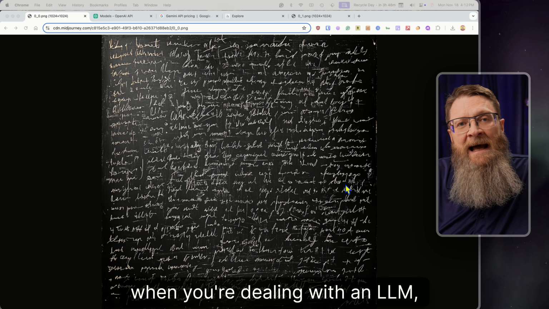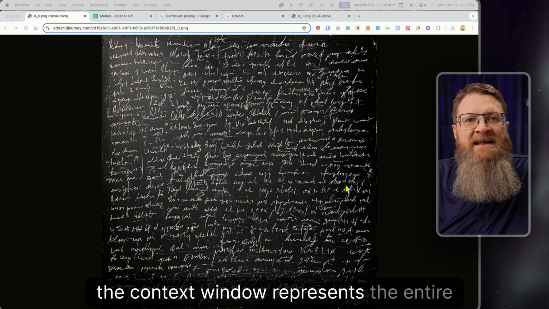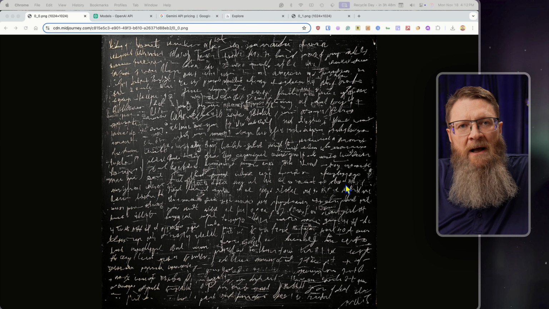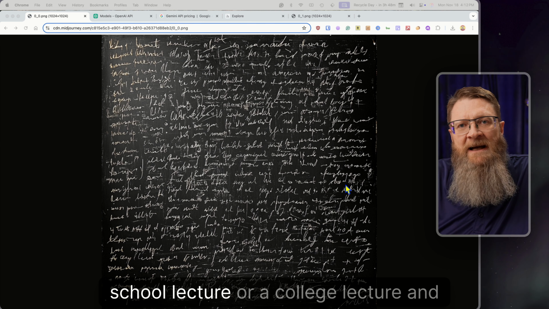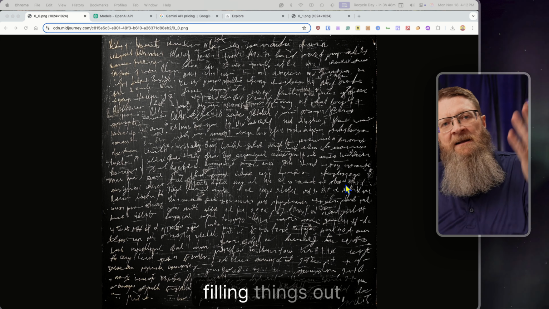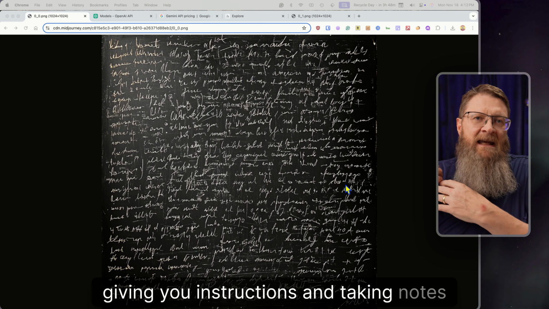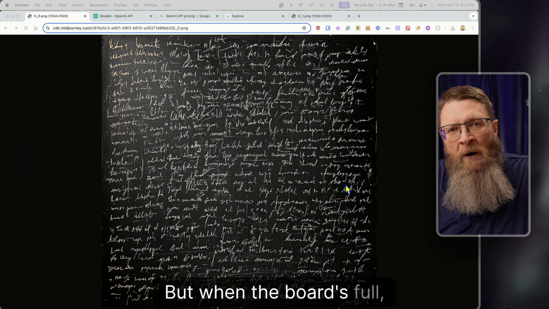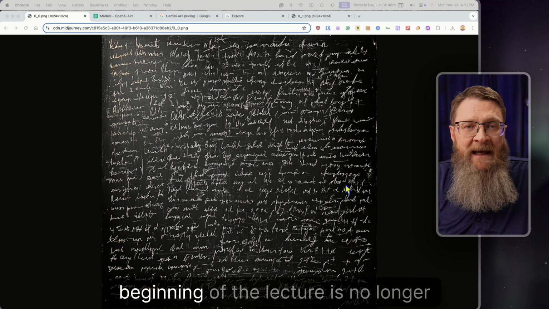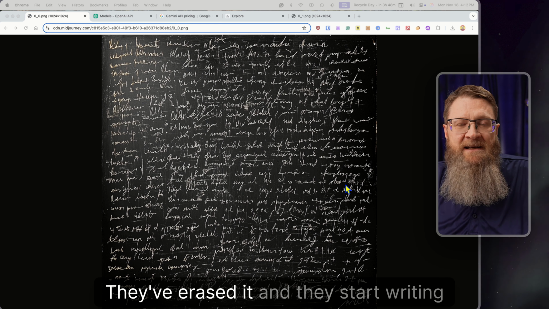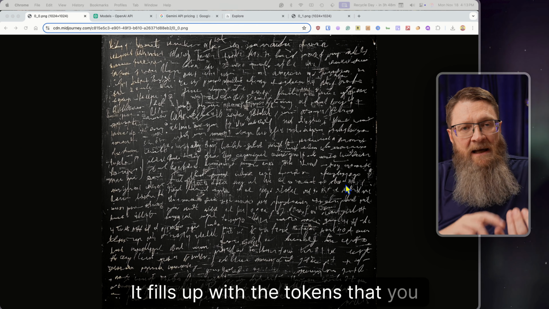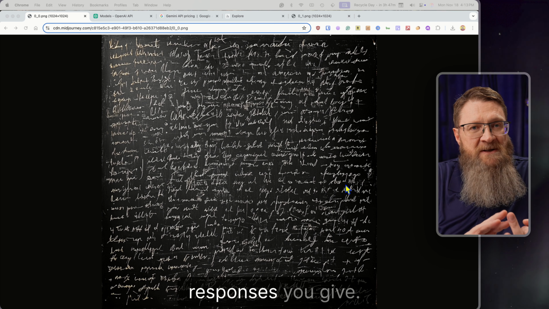Now, when you're dealing with an LLM, the context window represents the entire amount of an interaction that the LLM can remember that it had with you. Think of it as like going into a high school lecture or a college lecture, and the teacher has a clean whiteboard. They begin the lecture and they start filling things out, giving you instructions and taking notes and answering on that. But when the board's full, they generally go back and erase the beginning of the board. So whatever you talked about at the beginning of the lecture is no longer relevant. They've erased it and they start writing there. That's how the context window works. It fills up with the tokens that you enter by the questions you ask or the responses you give.